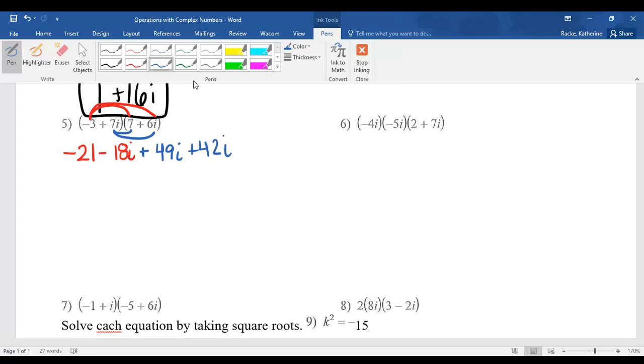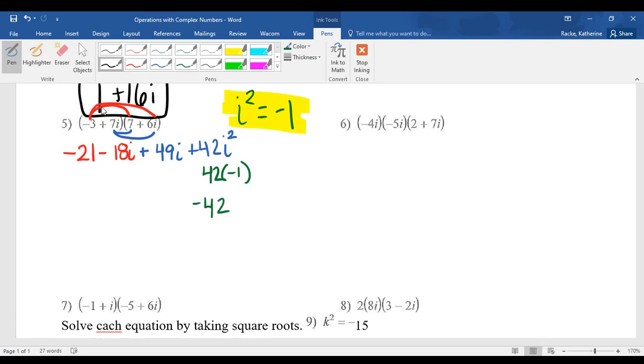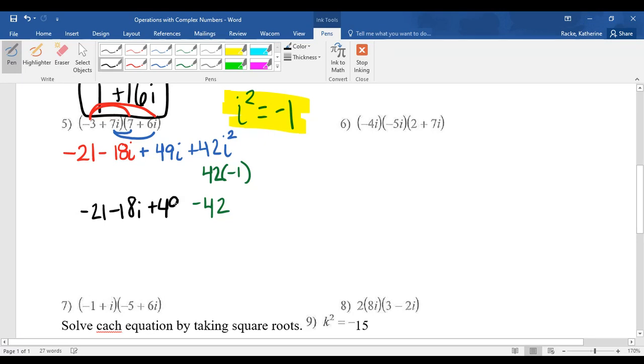The biggest thing you need to remember here when dealing with imaginary numbers, which is what this i means, i squared equals negative 1. So every time you see an i squared, you need to replace it with a negative 1. Okay? So very important right there. So because I have an i squared here, I'm going to change that to negative 1. So I would do 42 times negative 1 to give me a negative 42. And just go ahead and carry everything else down. So negative 21 minus 18i plus 49i.